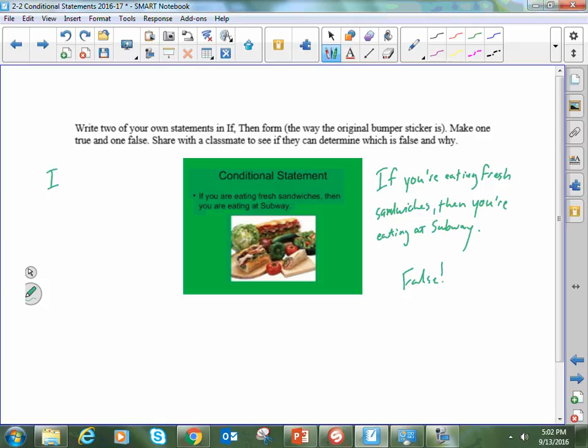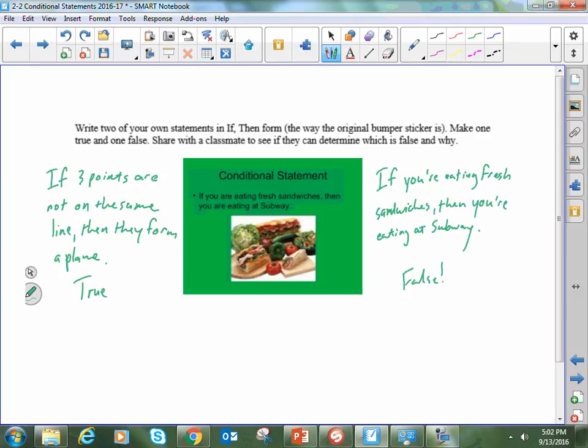If 3 points are not on the same line, then they form a plane. That is true. That is Euclid's second postulate. And remember, a postulate is a statement I can accept to be true. So there's an example of a true statement and a false statement.